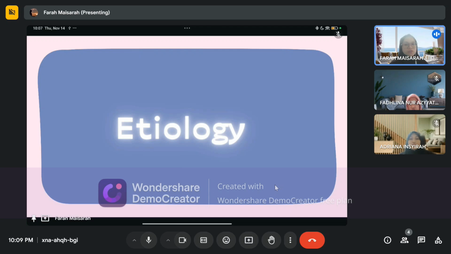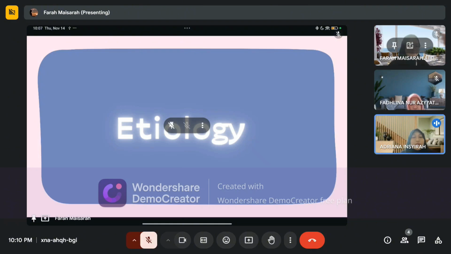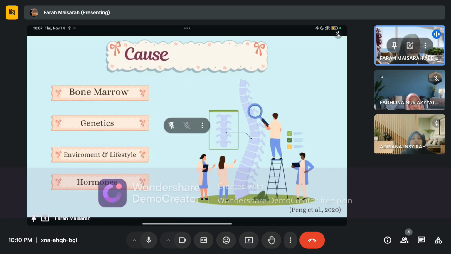Okay, so I will continue my explanation about etiology. Etiology explains the cause and the origin of the disease. Before I discuss the cause and the origin, did you know what can cause scoliosis? Bad body posture. Accident. Yes, that's right. Usually scoliosis can happen because of bad body posture. Okay, so these are the reasons why scoliosis can happen.